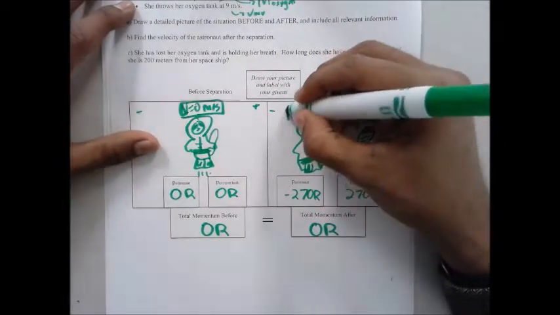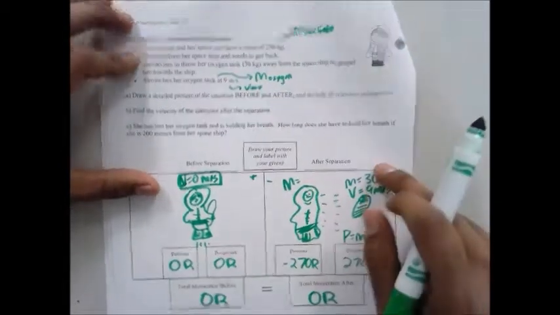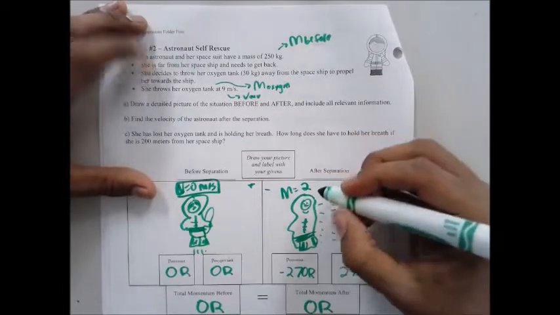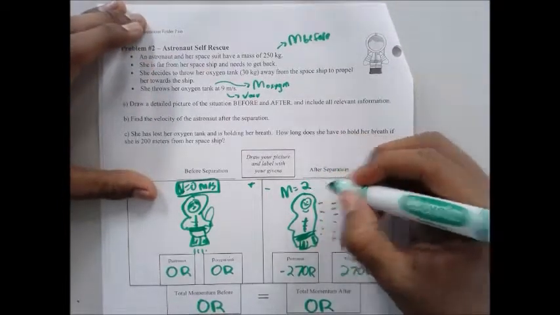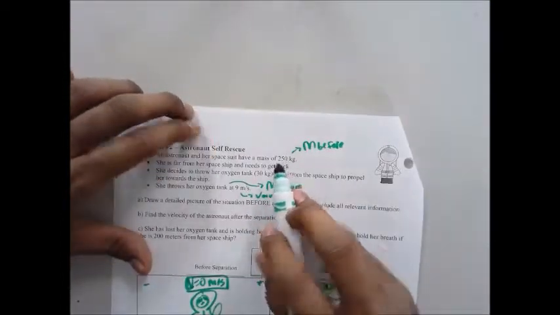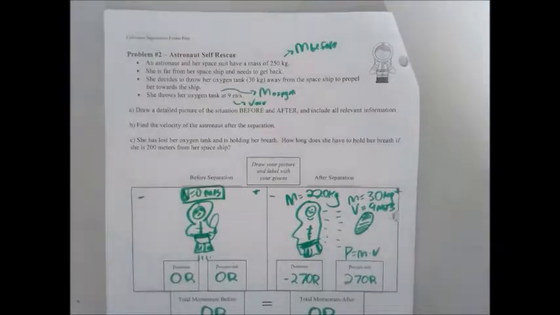So the astronaut has a mass of, their mass was 250 kilograms, but they lost this oxygen tank, and so their mass is now going to be 220 kilograms. This is because the astronaut in her spacesuit has a mass of 250 kilograms. If they lost this oxygen tank, you can assume the oxygen tank is part of their spacesuit.